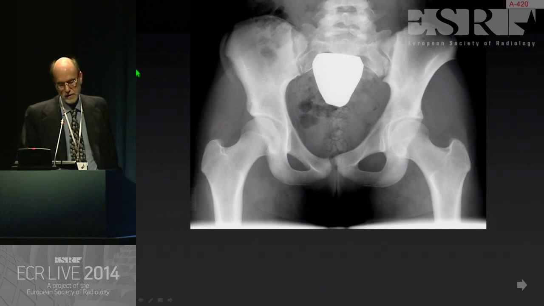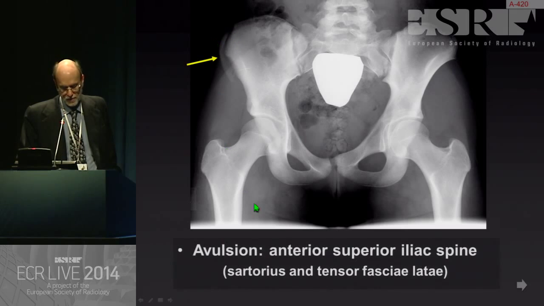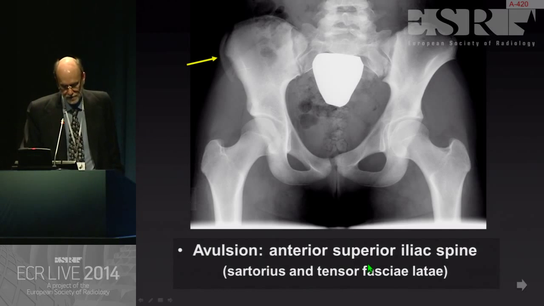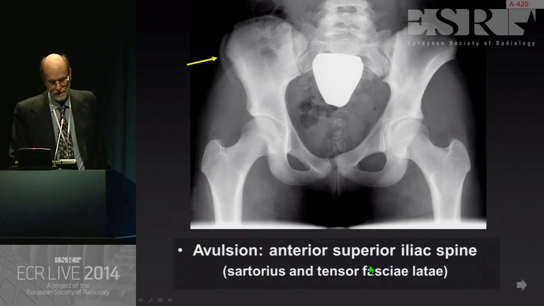Well, what do you think is normal or abnormal? We've seen some cases of normal variants, but in this case there is a displacement, clear displacement. So another avulsion of the anterior superior iliac spine in this case, where the sartorius and tensor fascia lata are inserted. So always we have to see if the outline of the bone is preserved or not. In this case, it's clearly displaced.